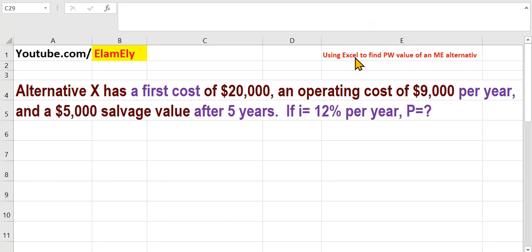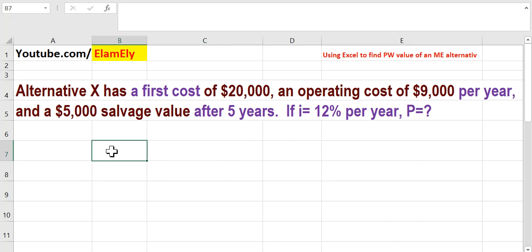Okay, how to use an Excel sheet to find the PW of an alternative. Let's say we have two alternatives, and I want to find the PW of each one. How to do that? Well, let's assume we have this alternative X, and it has the information as you see here. We have the first cost, we have the annual, and we have the future, which is the salvage value. Is there a way to solve this without depending on formulas or the tables?